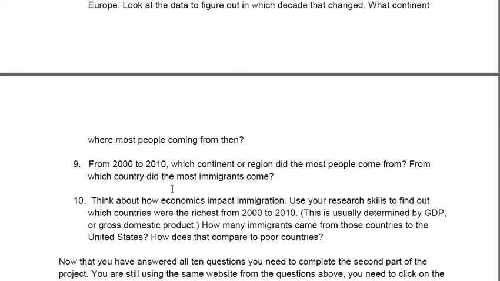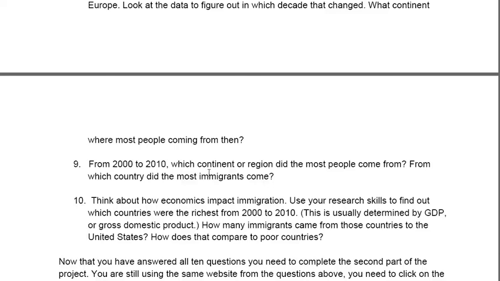Number 9. From 2000 to 2010, which continent or region did most people come from? So you'll be able to see that on that line graph that pops right up when you first enter the website. You just need to look at 2000 to 2010 and then tell me which region most people came from. And then from which country did the immigrants come from?